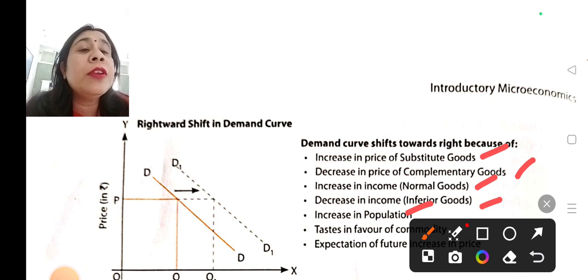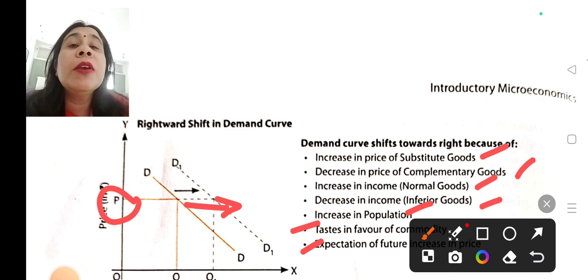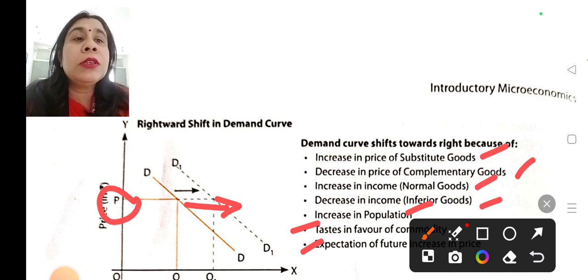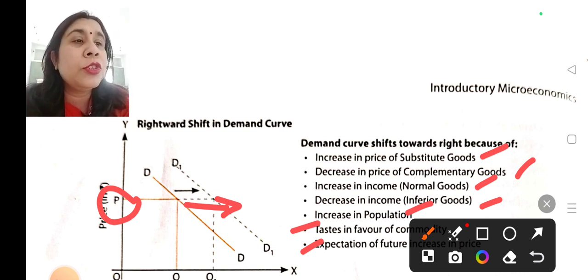Changes in the taste of the consumer, preferences of the consumer, future expectations, this all leads to shift of the demand curve rightward even when the price remains same. So law of demand is not applicable here because law of demand assumed the price to be changing and the other factors constant. Shift of the demand curve will take place when price remains constant and the other factors which are visible on your screen keep on changing.